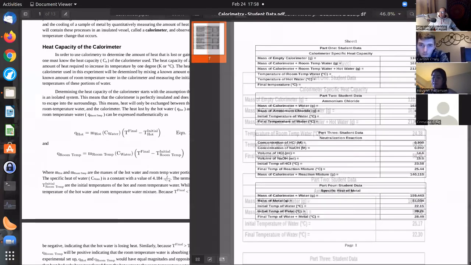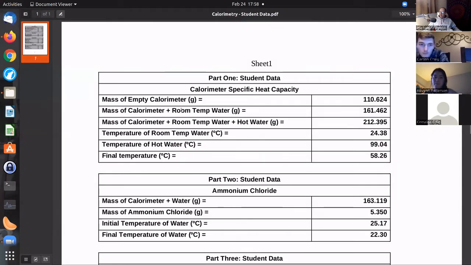Here, I can make that bigger for you, Carson. I see you leaning in. Yeah, thank you. Wait, so you said you subtract the mass of the empty calorimeter? Yeah, okay, I got that.